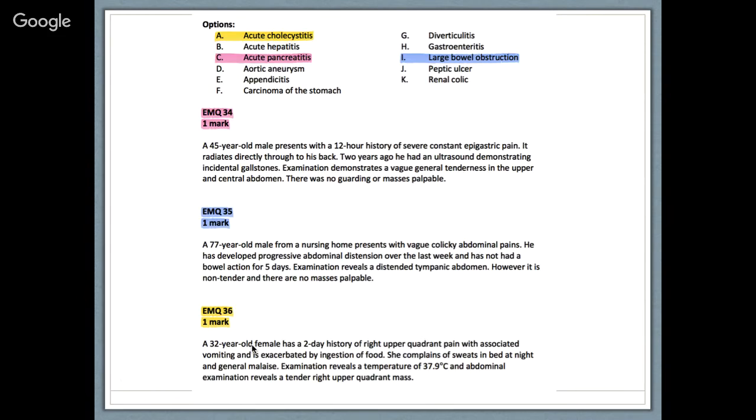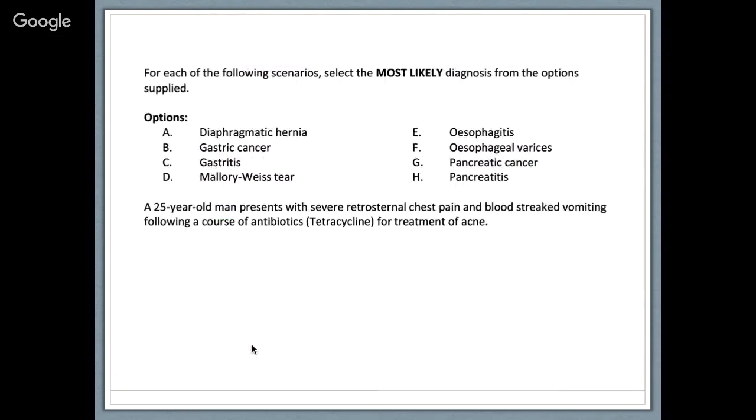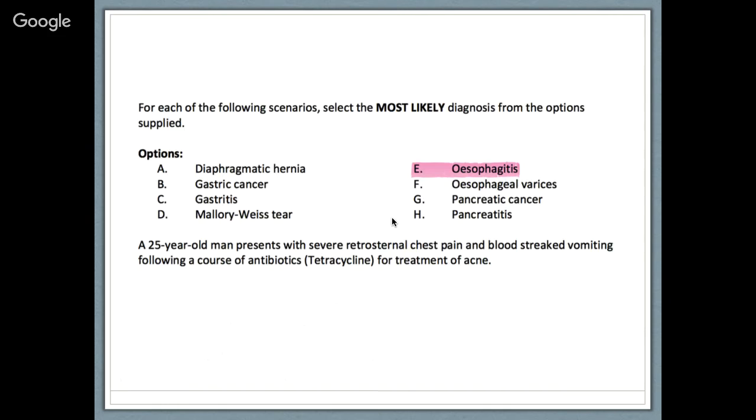Perfect. 25-year-old man, severe retrosternal chest pain, blood-streaked vomiting, course of antibiotics. Who can guess what this is? Someone mentioned it before when we were talking about some of the esophageal conditions. No, so this isn't eosinophilic esophagitis, but eosinophilic esophagitis is typically characterized, patients get food bolus, and it's often associated with people who have a history of allergy or atopy, things like that. This one, the thing that gives it away is tetracycline, which is an antibiotic that can cause esophagitis. And that's the blood-streaked vomiting following a course of antibiotics.